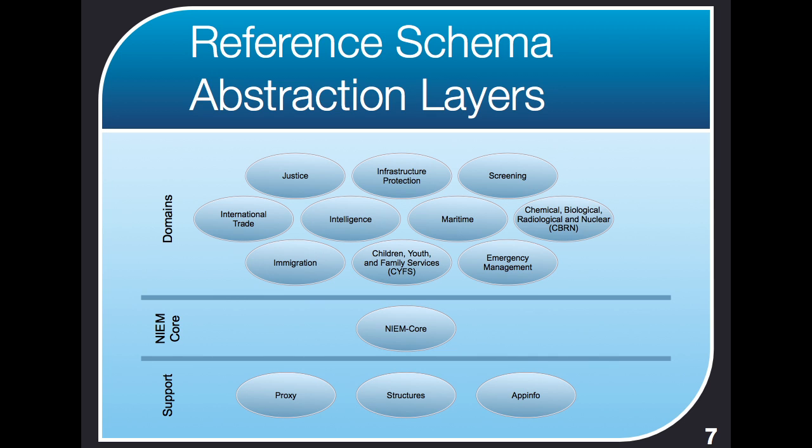Run through them real quick. Justice, infrastructure protection, screening, international trade, intelligence, maritime, CBRN, immigration, emergency management, and my personal favorite, Children, Youth, and Family Services, abbreviated as CYFS, and that's pronounced CYFS, because I say so. It's pronounced CYFS. The Children, Youth, and Family Services is actually the domain I personally work with a lot lately, and that will be kind of the focus of the rest of these materials.